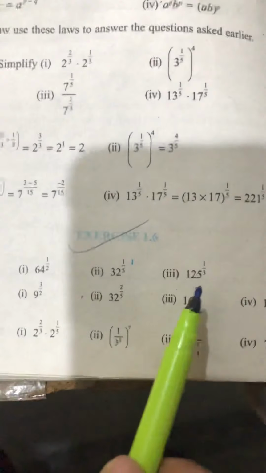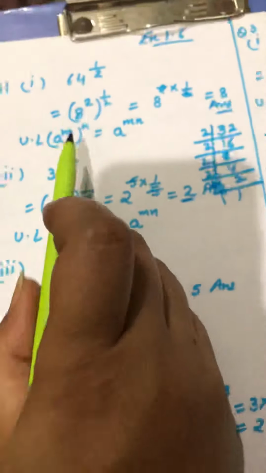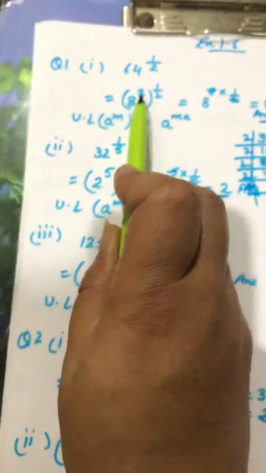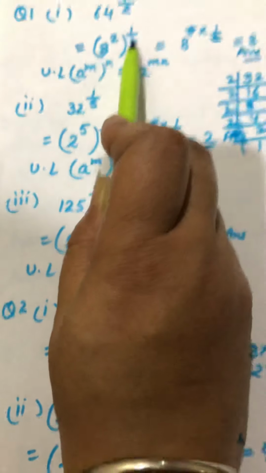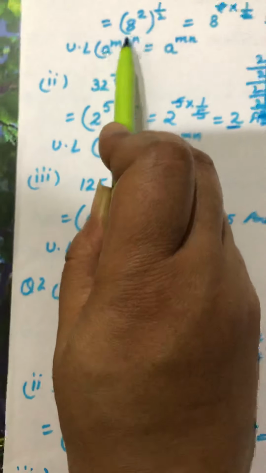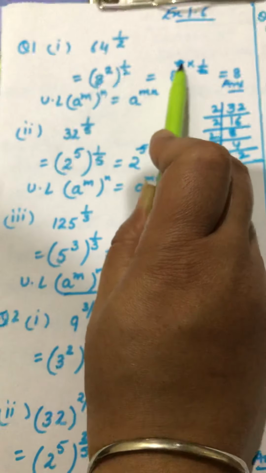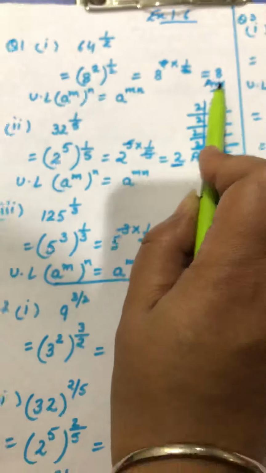Question number 1, find 64 raised to power 1 by 2. So there are 3 parts. Step by step we'll do all the parts. Now see, the first part is 64 raised to power 1 by 2. As we know, 64 can be written as 8 square whole power 1 by 2. Now you can see one power is inside and one power is outside. So using this law, a raised to power m whole power n, both the powers will multiply. So after multiplying 2 into 1 by 2, 2 and 2 will cancel out and we are left with 8. So 8 is the answer.